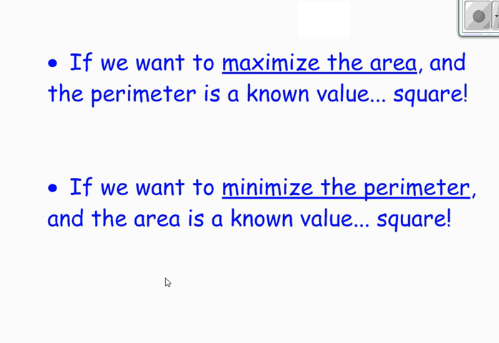So if we want to maximize the area and the perimeter is known, make a square. If we want to minimize the perimeter and the area is known, make a square. In other words, anytime you have the word rectangle and maximize, make a square. If you see the word rectangle and minimize, you make a square.